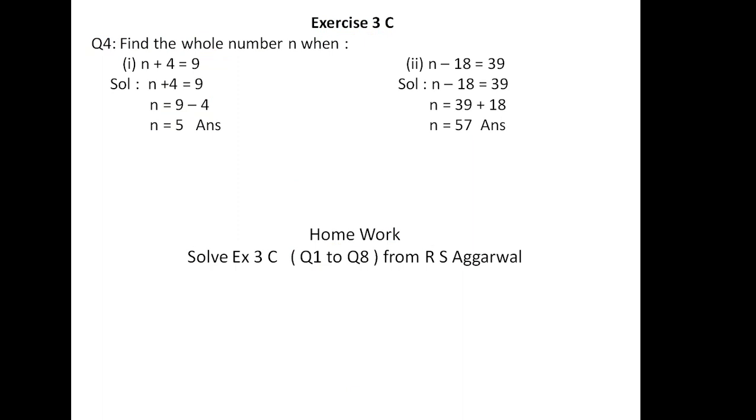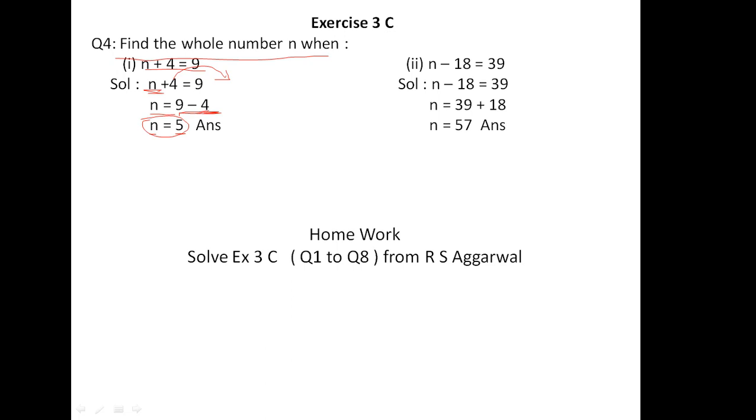Now question number 4. Question number 4 says find the whole number n when n plus 4 equals 9. So we have to find the value of n. For this we have to transfer this 4 to the right hand side. When we transfer this 4 to the right hand side, it will become minus 4. So n equals 9 minus 4. When we solve, 9 minus 4 will come 5. So the value of n equals 5.